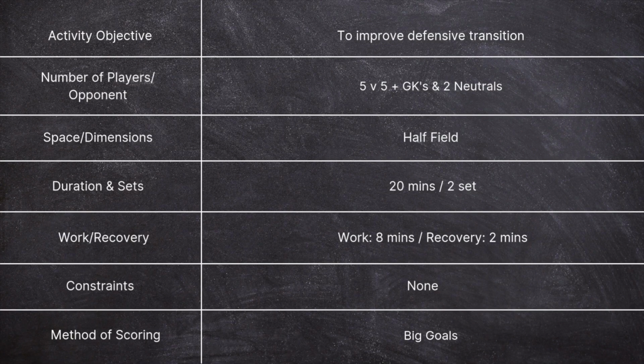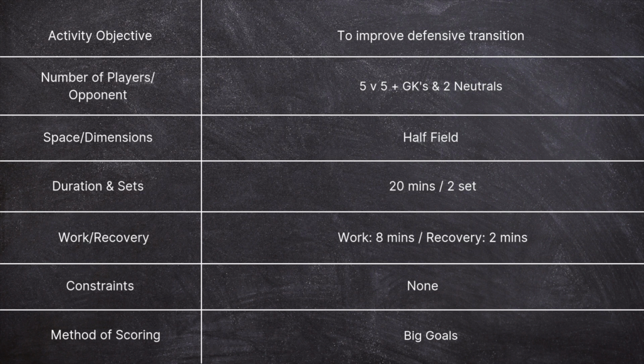This activity simulates real-game defensive transitions, challenging the blue team to react quickly after losing possession while maintaining compact defensive shape. Here's the setup. Objective: improve defensive transition. Players: 5v5 plus goalkeepers and 2 neutrals. Space and dimensions: half field.